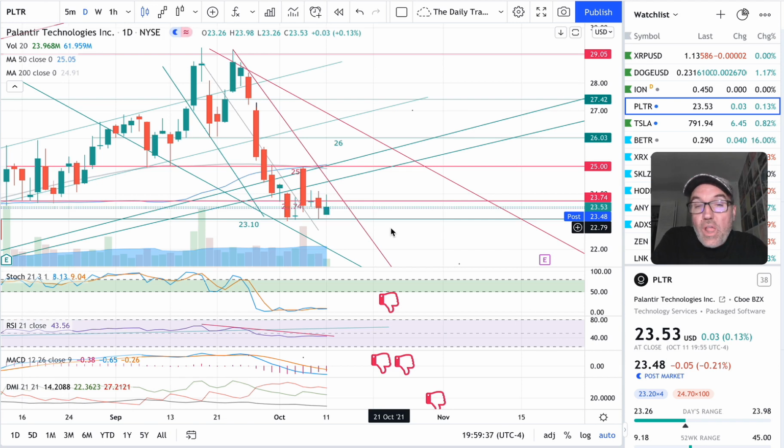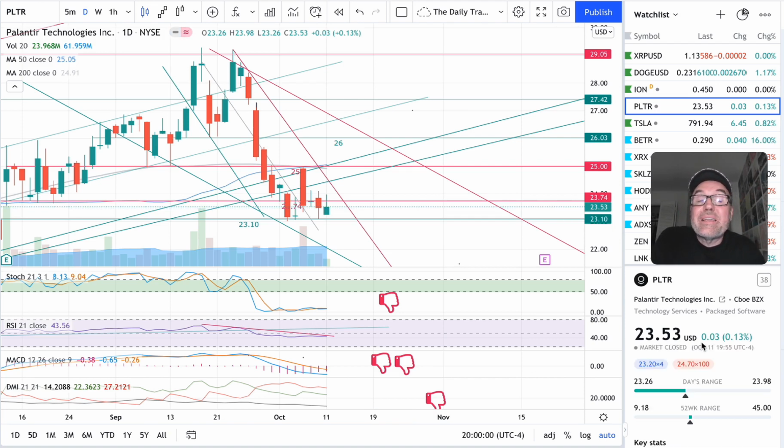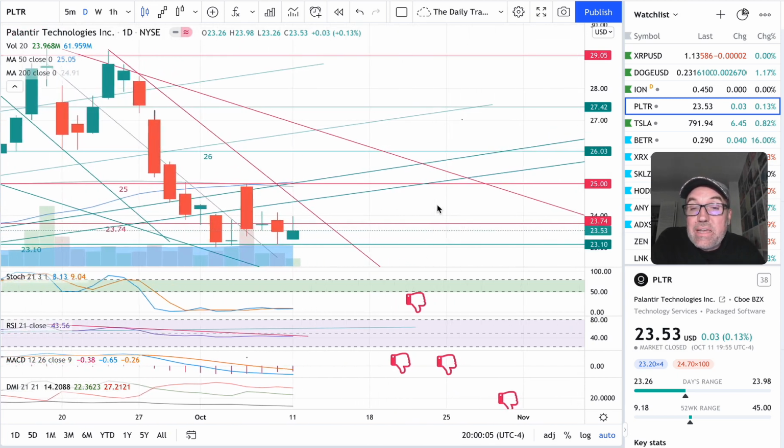Okay, so Palantir went up a big 3 cents today. This is fantastic. Okay, I'm joking a little bit. We closed at 23.53. Post-market, we are at 23.48, 5 cents down. So just looking at how much prices go up and down during a day does not tell us the whole picture. We need to look at the context, and this is why the candles are here.